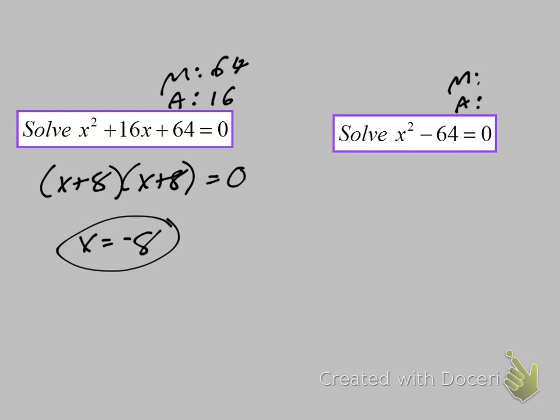X squared minus 64. What's my multiply number? Negative 64. What's my add number? It don't exist. 0.